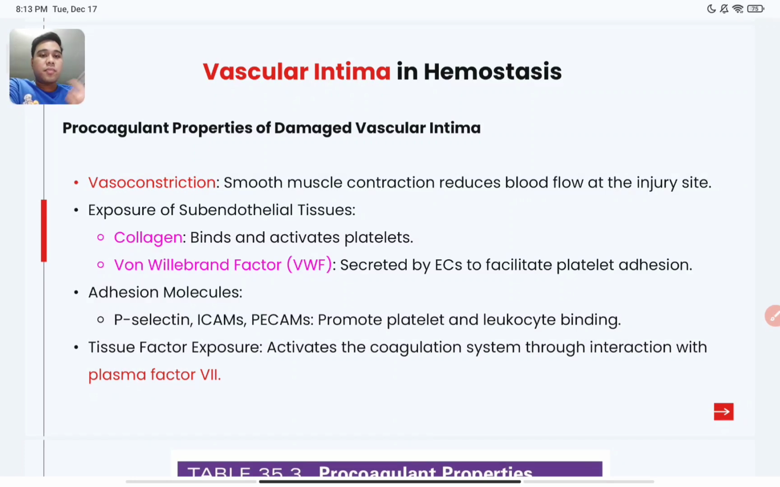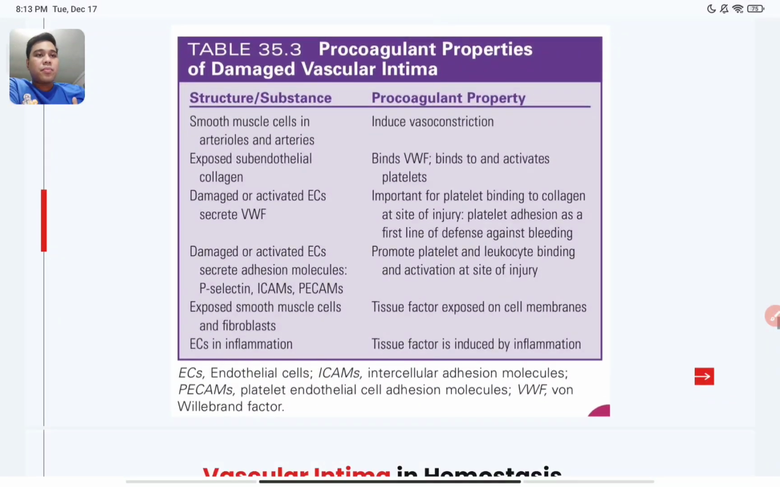So adhesion molecules in your platelets include now your P-selectins, ICAMs, PECAMs, di ba, as we've learned in the previous topic. So they promote platelet and leukocyte binding. So the tissue factor exposure activates the coagulation system through interaction with plasma factor 7. So in your extrinsic pathway, basically, that's tissue factor all in all. So factor 7 is activated, and then after activation of factor 7, it will activate now fibrinogen, and then activation of fibrinogen leading now to your fibrin formation. So this is your procoagulant properties.